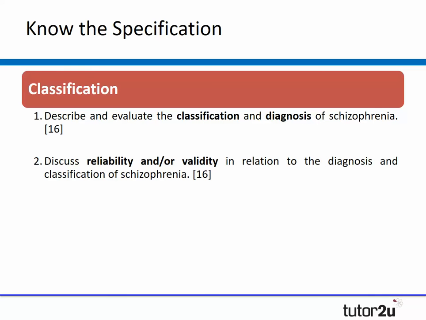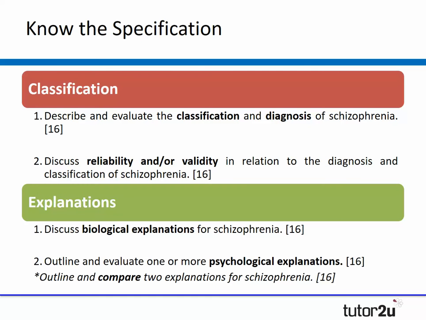So within the classification area, there are 2 potential essays that could come up. You could get describe and evaluate classification and diagnosis of schizophrenia, or you could get discuss reliability and or validity in relation to diagnosis and classification of schizophrenia. So you've got those 2. In terms of explanations, you could get discuss biological explanations for schizophrenia, and you could get outline and evaluate 1 or more psychological explanations for schizophrenia.